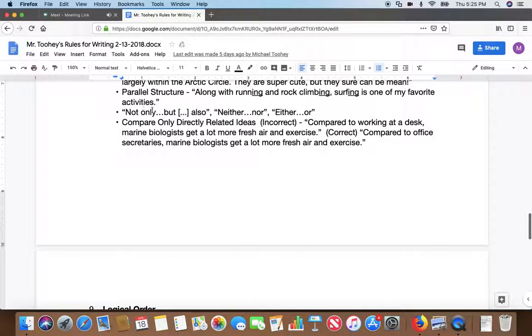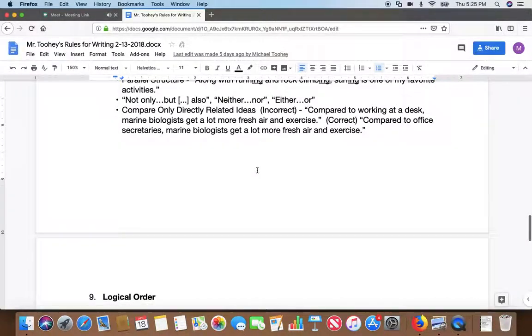Not only is always followed by but also, neither is always followed by nor, either is always followed by or. Compare only directly related ideas. It's tricky to catch, right? But whenever you see a comparison, just make sure it's a good comparison. Compared to working at a desk, marine biologists get a lot more fresh air and exercise. Why is that a bad comparison? Does anybody remember why that's not a great comparison?